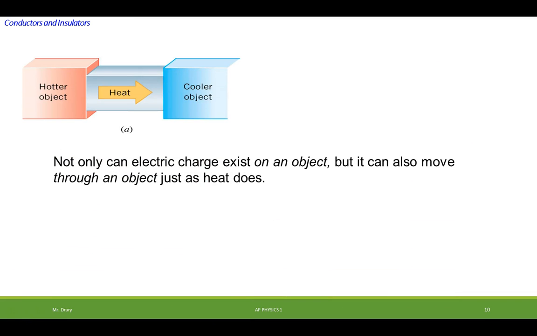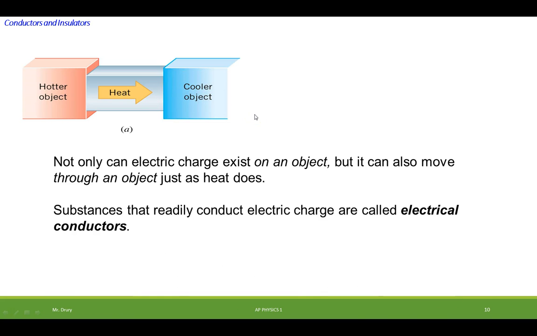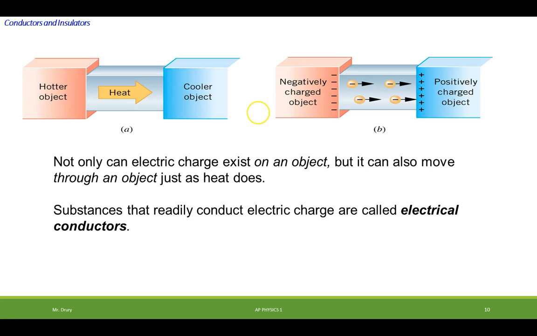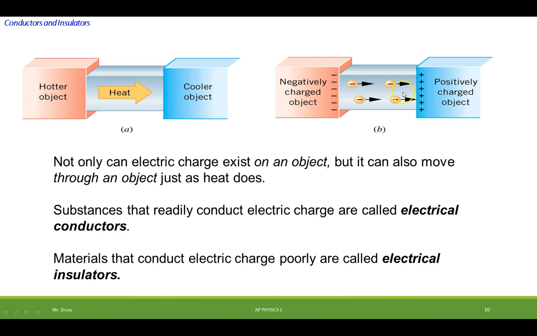Not only can electric charges exist on an object, but they can also move through an object, just as heat does. Heat moves from hotter to colder objects. Charge will do the same thing. It can easily move through some materials. Those are called electrical conductors. Some materials are very difficult for it to move through, and those are called electrical insulators.